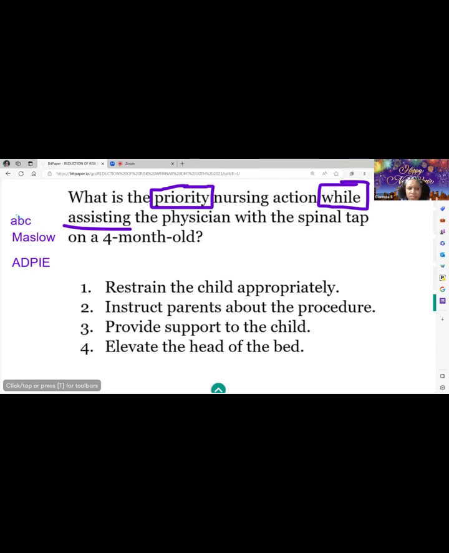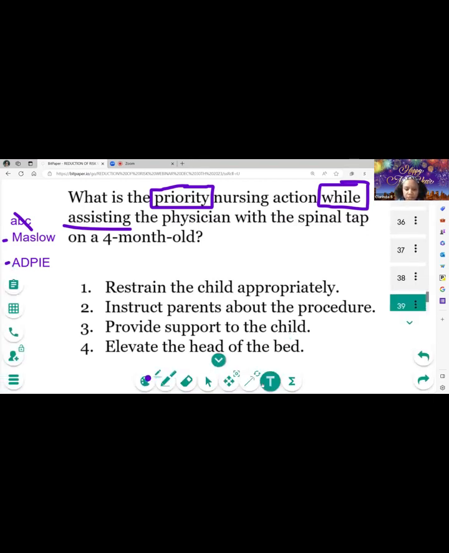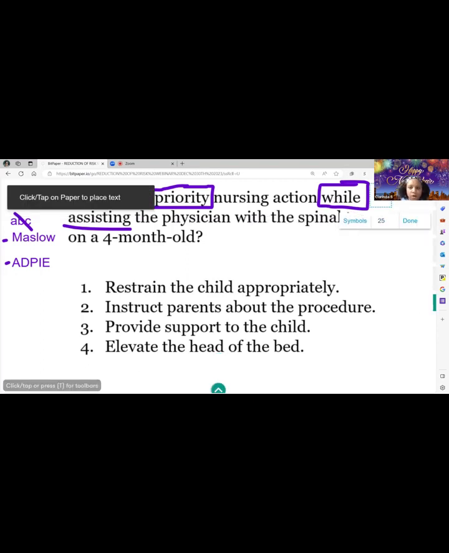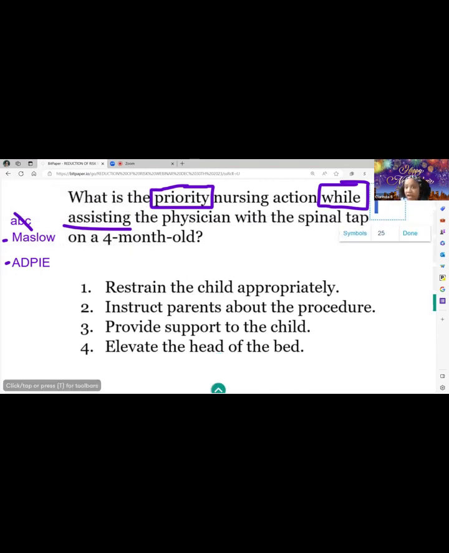There may not be an ABC problem, but we may be able to use Maslow's or ADPI. While assisting is time proximity. So that tells me, where are we in assisting the doctors? Is this after or before or during? All right, so that's another testing strategy. The physician with the spinal tap on a 4-month-old.